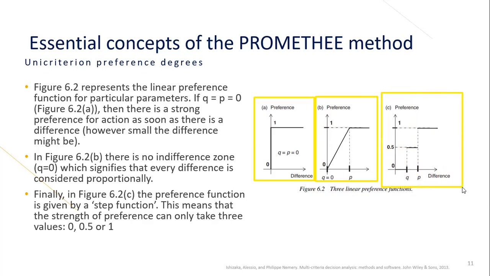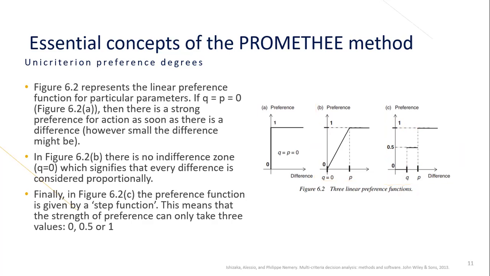And the last one is that the preference function is a step function. It means that if the difference is from 0 until Q, there will be no preference, or 0. From Q until P, it will be 0.5. But more than P will be equal to 1. Okay, that's how you use the function.